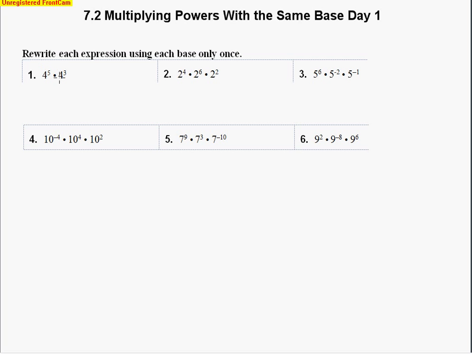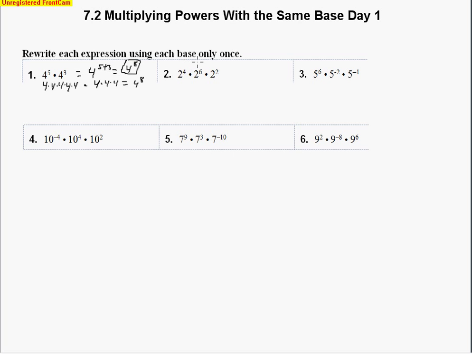It works this way. The reason is that 4 to the 5th is 5 4s being multiplied together. And then we have 3 4s being multiplied together with 4 to the 3rd, and that makes a total of 8 4s being multiplied. So the rule again is add up the exponents. And that's what we see here. So 4 to the 8th power is what they're looking for.